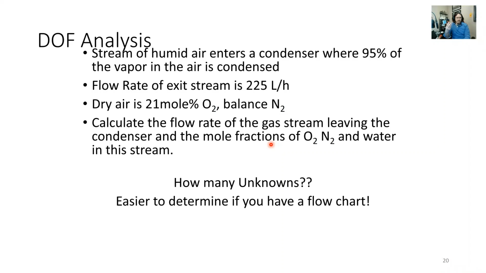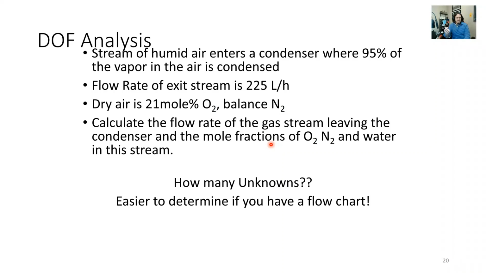If we have kind of an example here, this has a stream of humid air. It's entering a condenser where 95% of the vapor of the air is condensed. The flow rate of the exit stream is 225 liters per hour, and the dry air is 21% by mole.